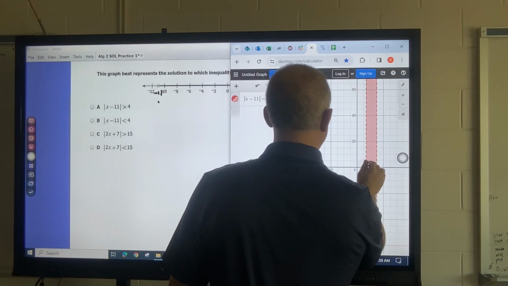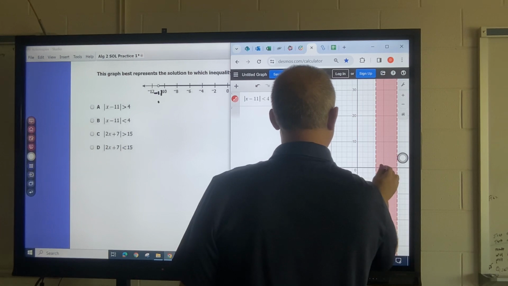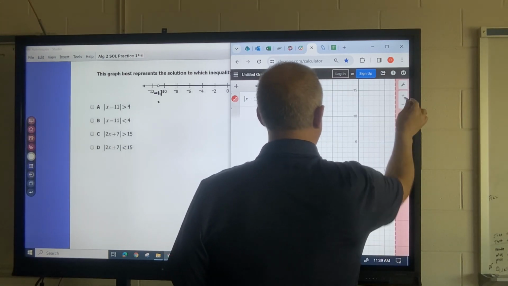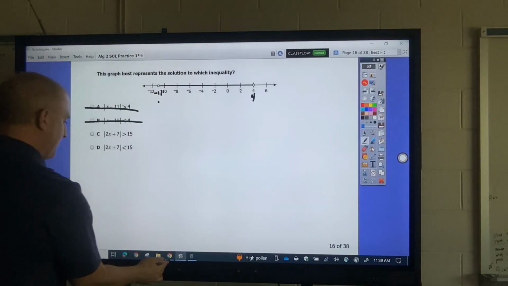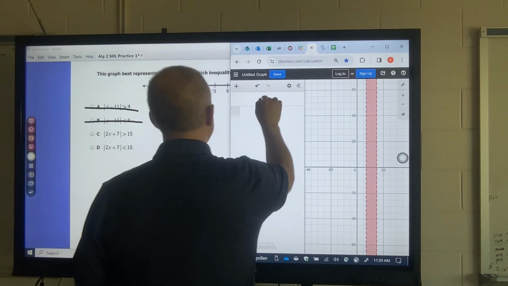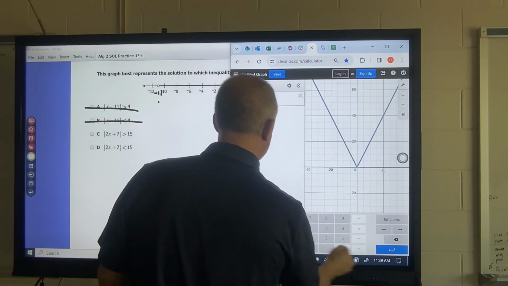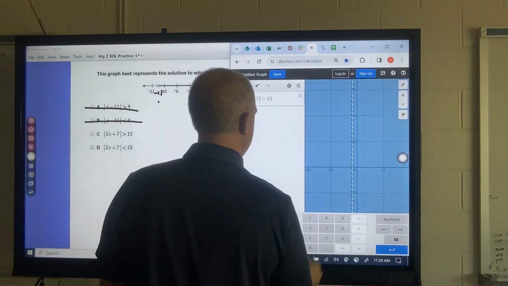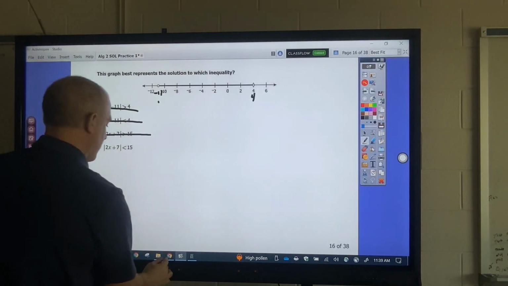So if I click there, okay, that obviously is not on the negative side. That's on the positive side, so it can't be these two. And then this one would be here, 2x plus 7, close it, greater than 15. That's shaded to the outside, so it can't be that one.